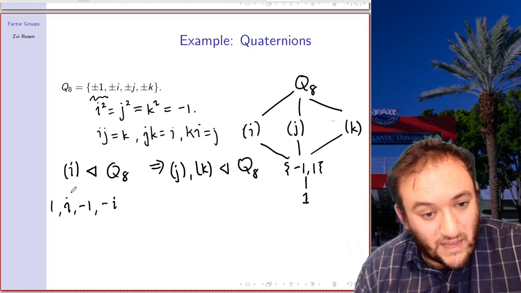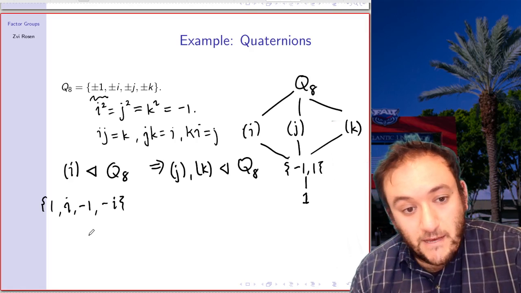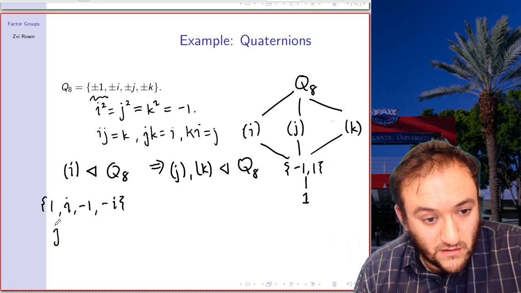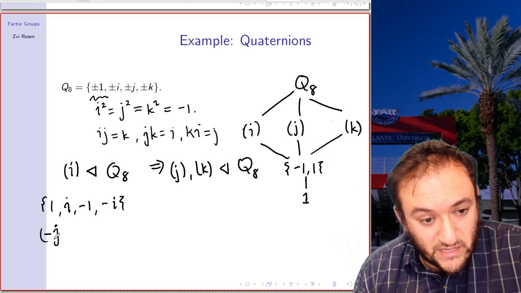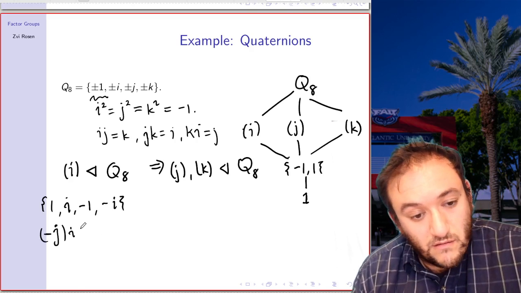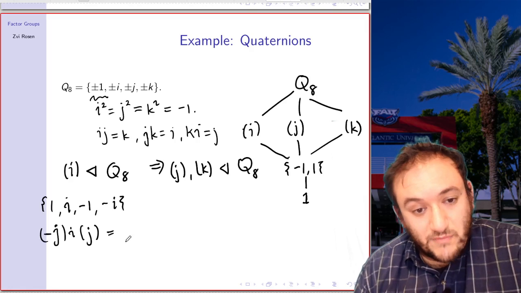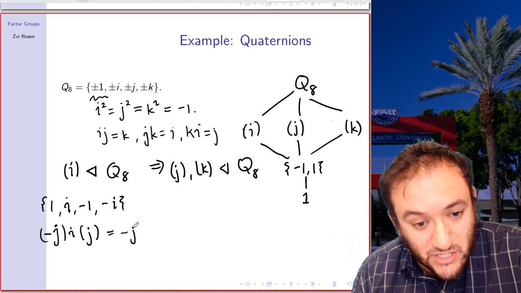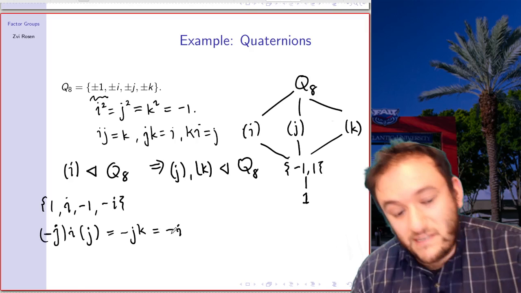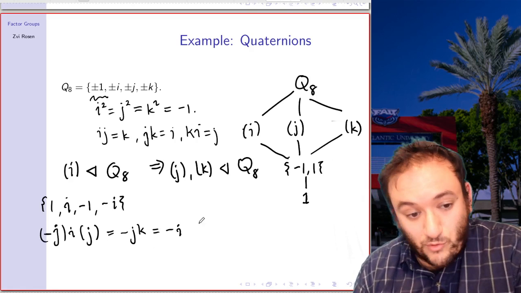If you want to think about what happens when we conjugate by any other element of the group, we know that the inverse of j is minus j. So let's conjugate by that and see what happens when we multiply it by i. Well, we get minus j times i times j. ij is k, so this is minus jk. But we know that jk is i, so this is minus i. Note that this doesn't fix i. It changes it, but it still sends it to something else in the same subgroup.